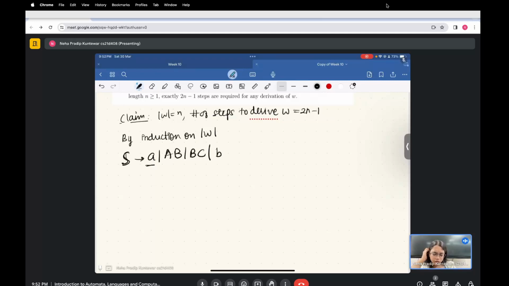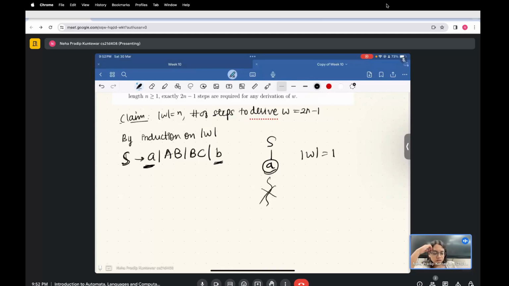So if it is of the form that S gives a terminal directly, then you are just deriving a string of length 1, because you can't expand on this further. Once you get to a terminal, there is nothing to explore. So in that case, you are deriving a string whose length is 1.